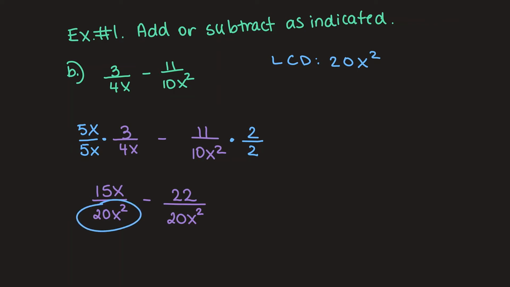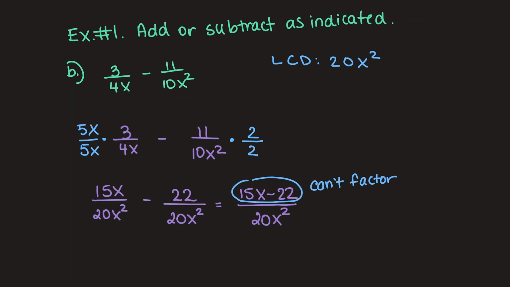And now we have the same denominator. So we can rewrite this as one rational expression by subtracting the numerators across while keeping the common denominator. And then this is just 15x minus 22 over 20x squared. And it looks like we can't simplify this expression any further since we can't factor the numerator.